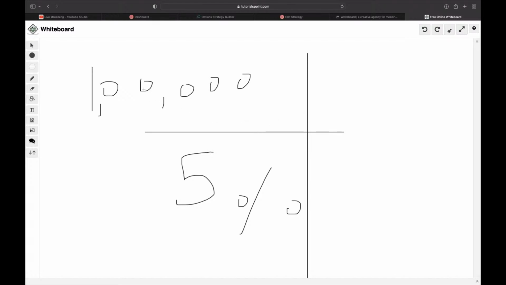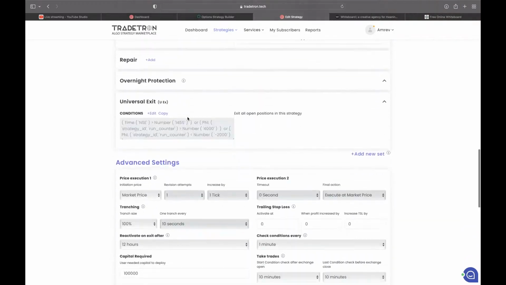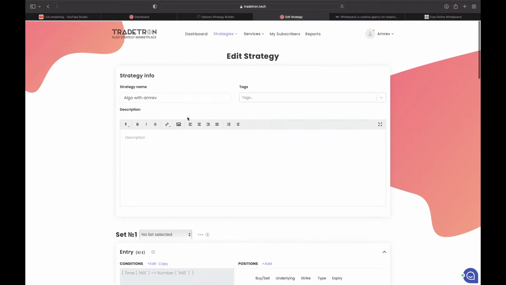So 1 lakh rupees minimum you need to deploy for this one lot. It takes 70,000. 30,000 is for the safer part if anything happens in the strategy, and 5% you're going to make, which is 5,000 rupees. Okay. I've made a completely separate video which I'll be sharing with you guys today.